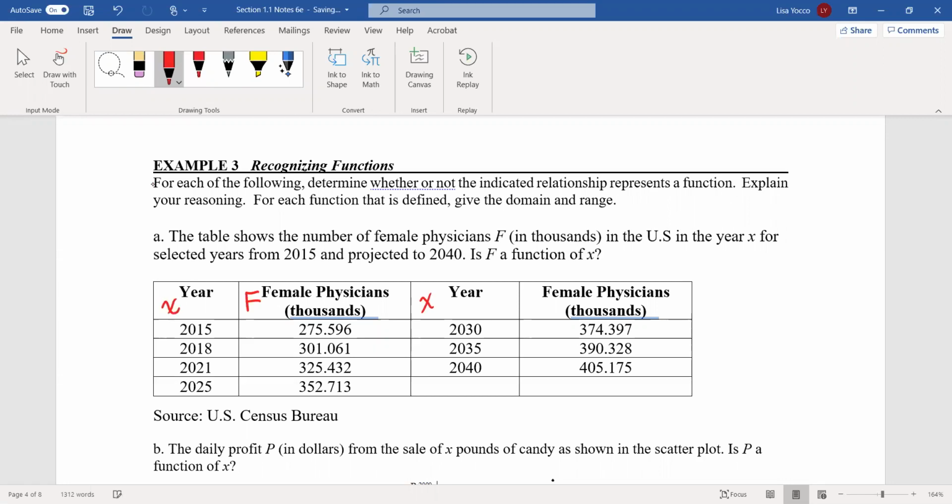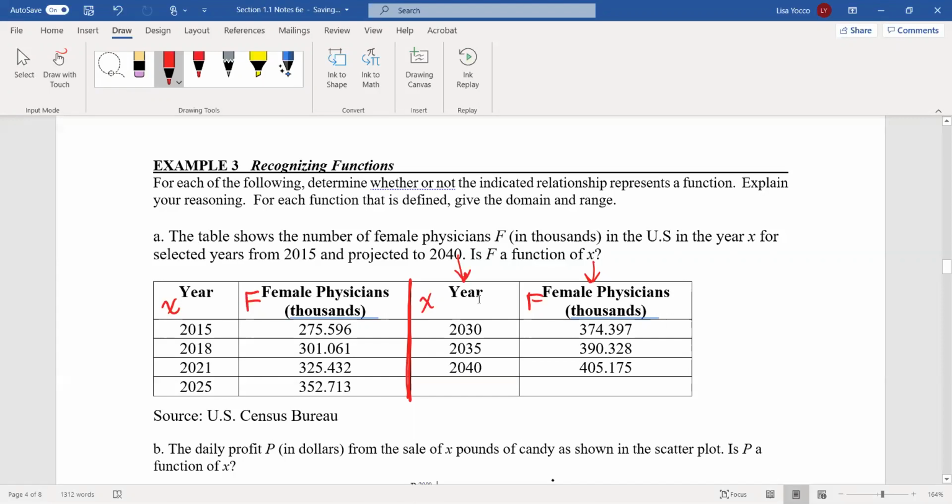This is X and this is F. In the textbook, we double up the tables like this to save room. It's kind of confusing. I meant to change that. So this column here is just a continuation of the year, and this is a continuation of the number of physicians, okay?